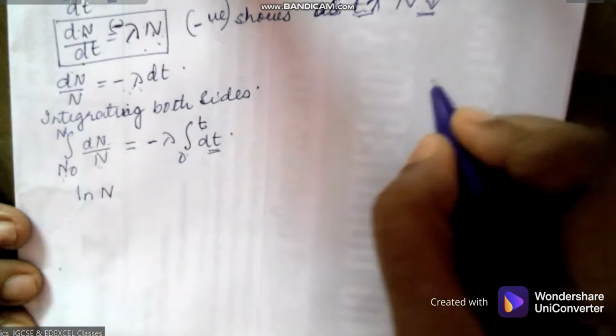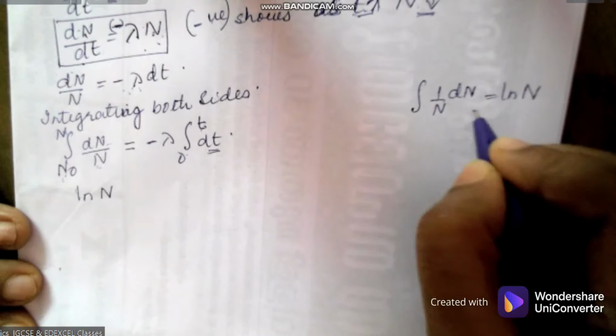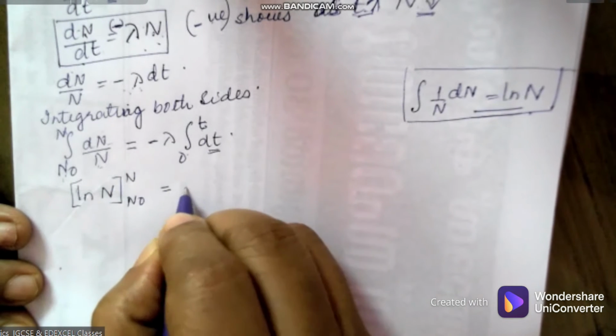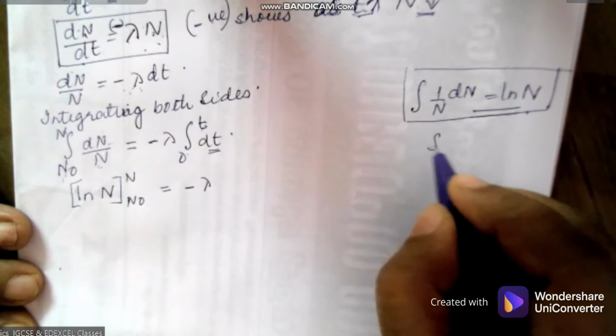The integral of dN by N, that means the integral of 1 by N dN, is equal to the natural log of N. This is the integration rule. So the natural log of N between the limits N0 to N is equal to negative of lambda times. What is the integral of dt?